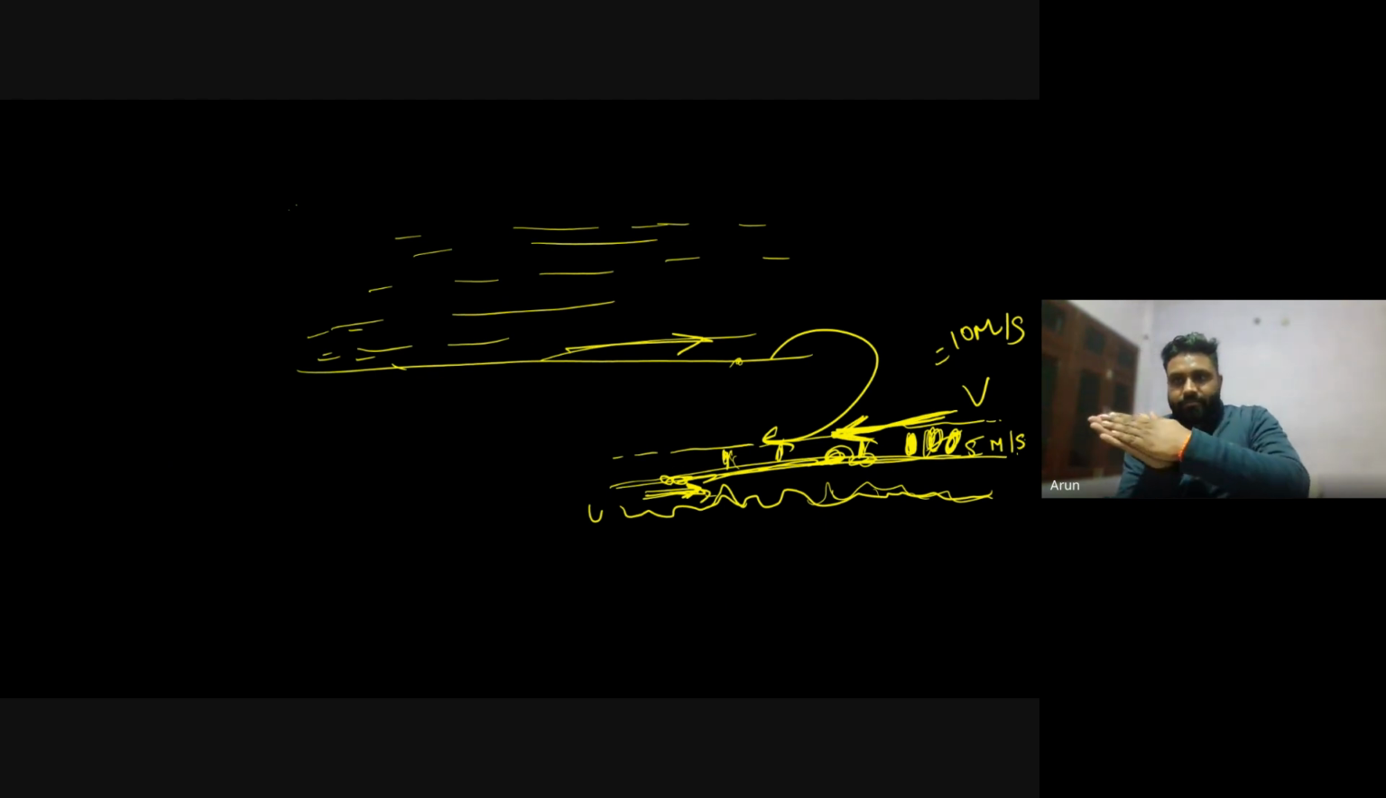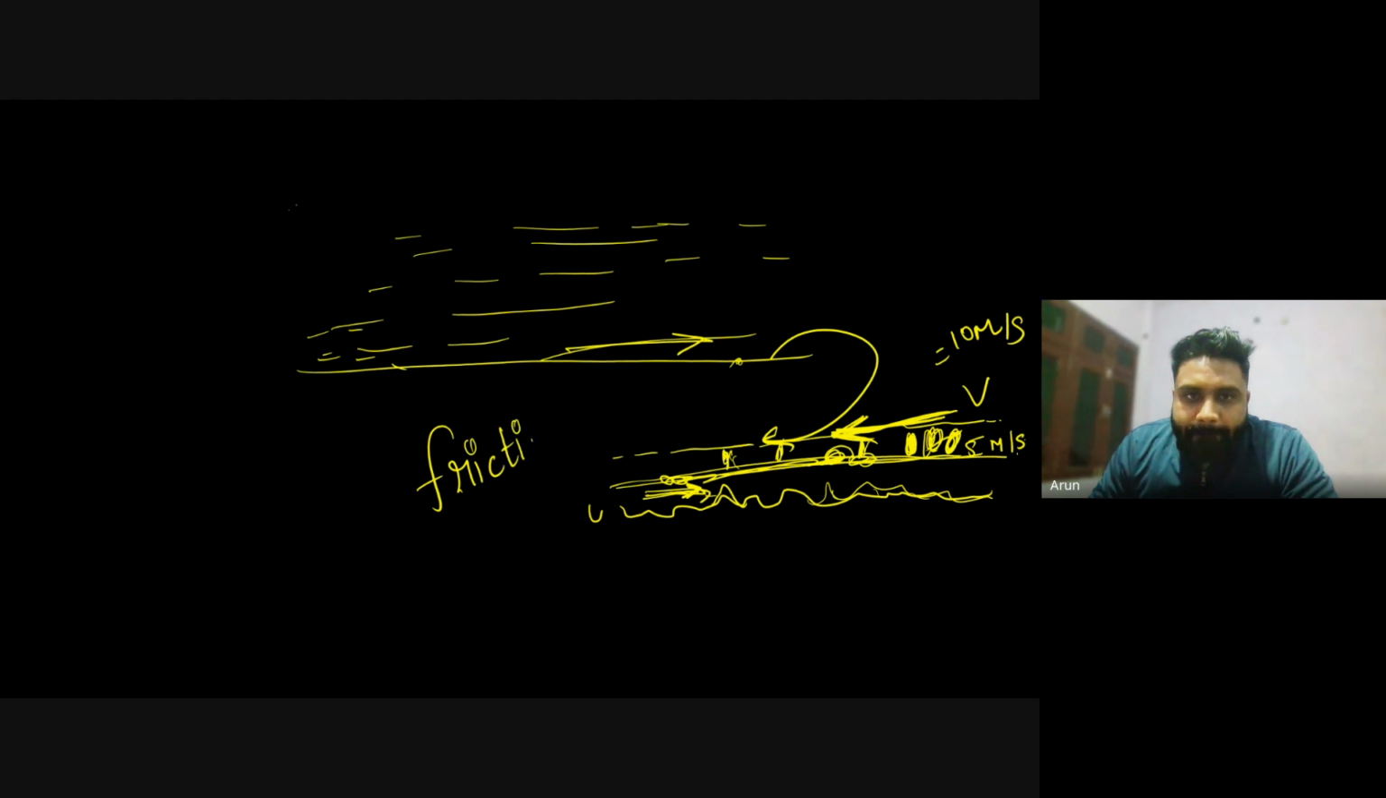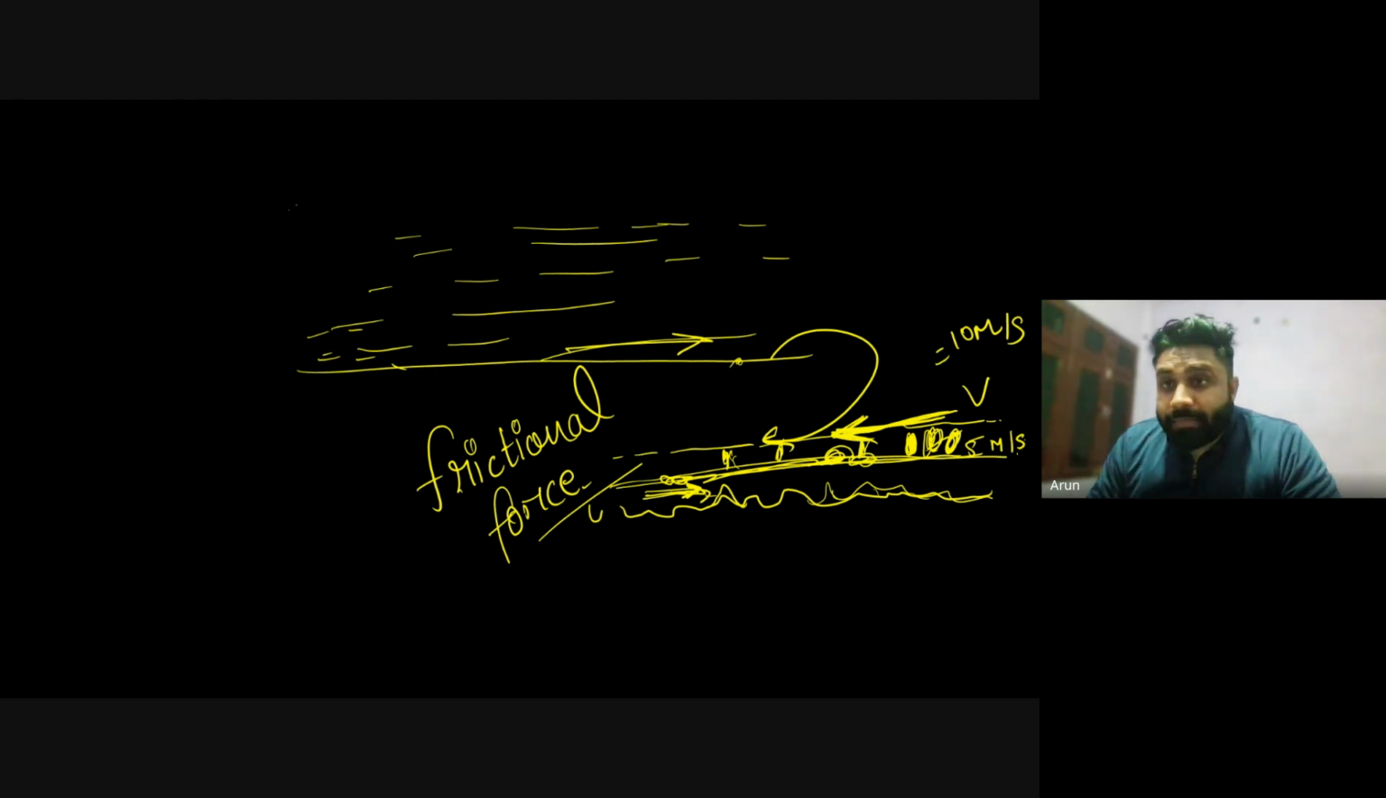So each layer, look at this, each layer is rubbing on the other, and this one is slow and this one is moving fast. So this will try to reduce its velocity because of the resistance offered. Got it? So that is why viscosity arises here. This is a frictional force. This is nothing but the frictional force, frictional force provided by the liquid.